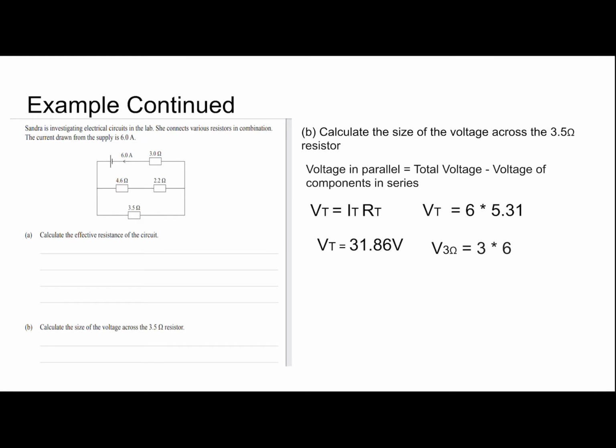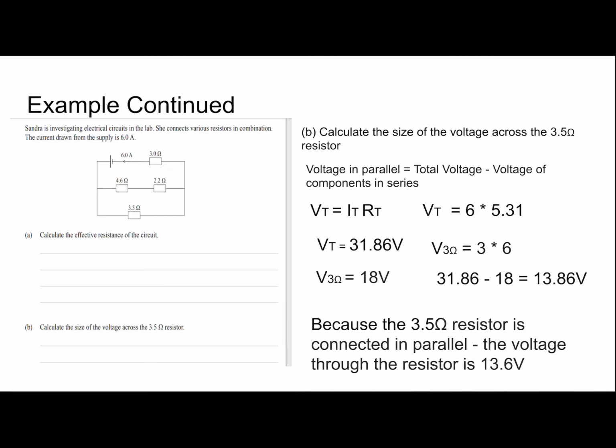So through the 3 ohm resistor, 6 amps passes through. The 6 amps is going to flow through, and it's going to come back, and the entire 6 amps is going to go through the 3 ohm resistor. That's because the 3 ohm resistor is connected in series, and series means that the current is the same. So all the students are going to pass through that 3 ohm resistor. So V equals 3 times 6, so V equals 18 volts. And therefore 31.86 minus 18 gives us 13.86 volts.